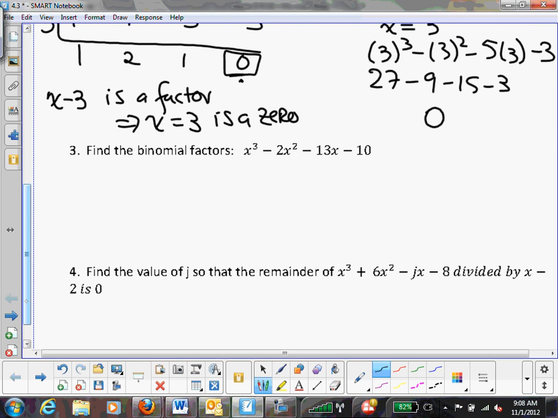So find the binomial factors of this. So do you remember how to do this? No? Oh. We did this last year. Too bad. Too bad, so sad, because you need it.